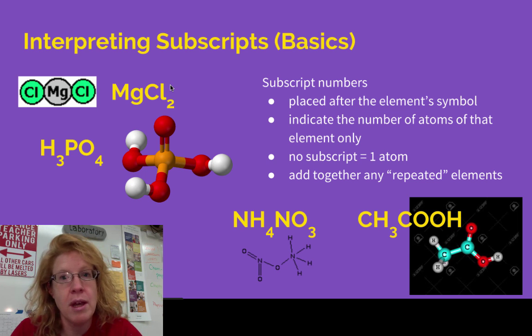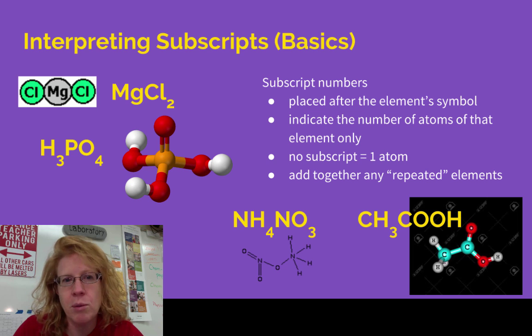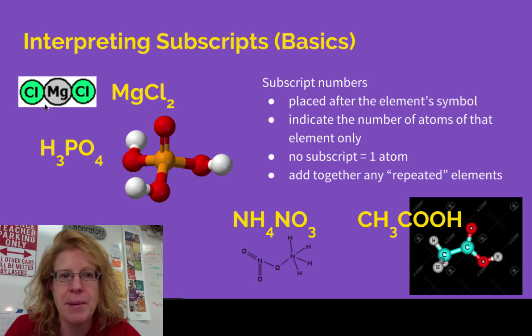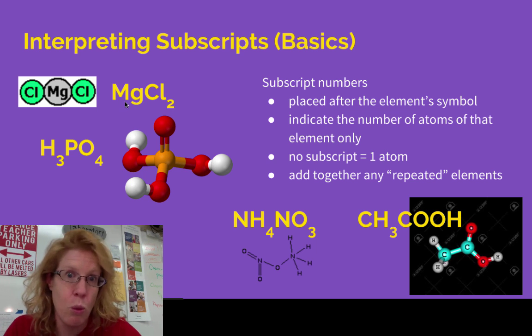As a strategy I want to show you, you can draw these out a little bit. Once you understand what these numbers mean, you can represent them using little circle models like the one over there on the left. So MgCl2 means there's one magnesium atom and two chlorine atoms, and that 2 only applies to the chlorine. If we don't put a subscript there, like on magnesium, we assume there's one of them present, otherwise why would we bother writing it?